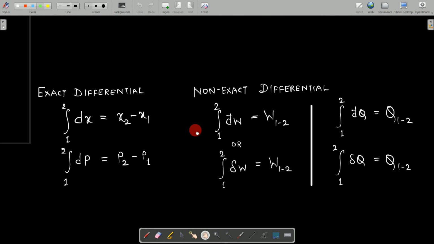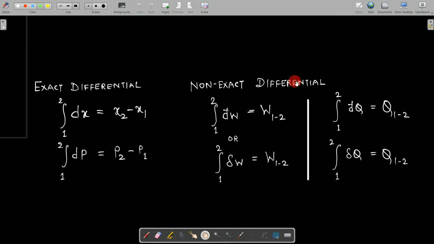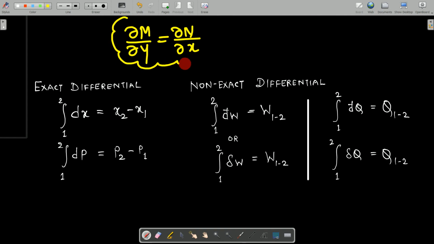Now let's see what you mean by exact and non-exact differentials. If you find the definition from a mathematics point of view, you will get that ∂M/∂y is equal to ∂N/∂x. This sort of definition was given to us in mathematics, but this is not quite relevant at this particular point of time.